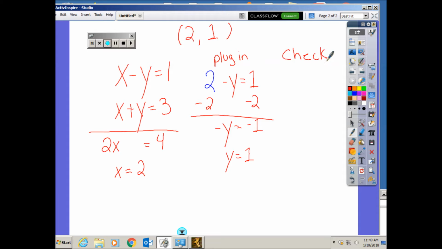Now I need to check it, which means I take the second equation, I take out x, I take out y, and I put in 2 for x and 1 for y. 2 plus 1 equals 3.